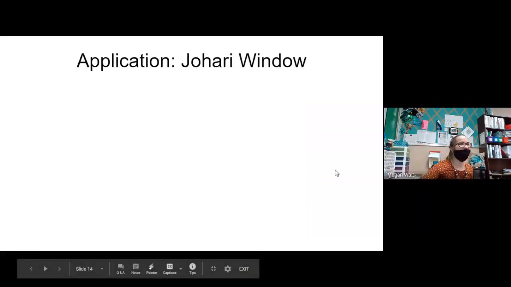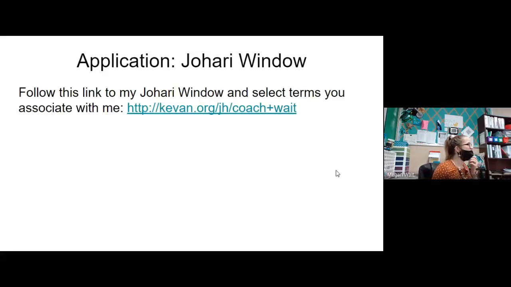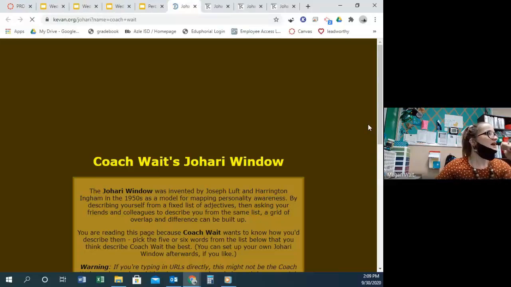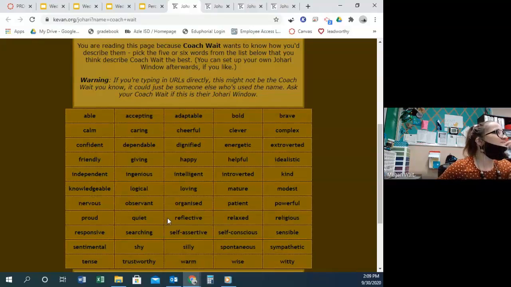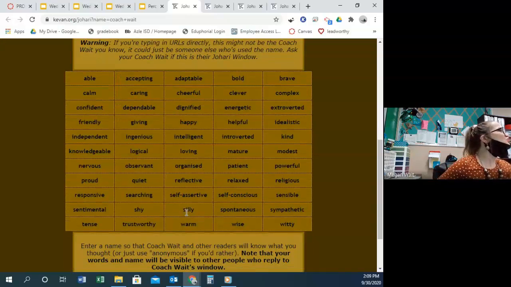Okay, so go to the next slide. This is where we're beginning our activity. You have to be on the slides in order to do this, so you can click on this link here. This link is my personal Johari window, and if you click on it, I want you to pick 5 words out of this list that describes me. So y'all are evaluating me. I'll give y'all 2 minutes to do this, and then we'll see what my results are.